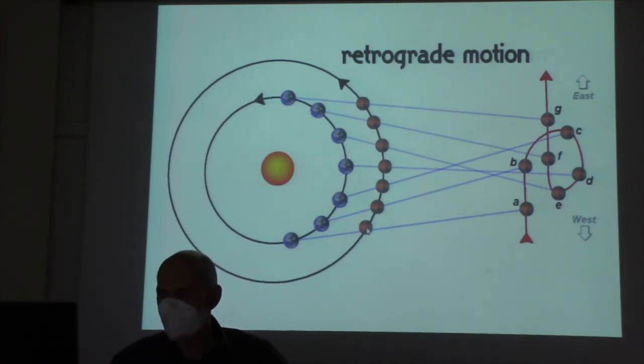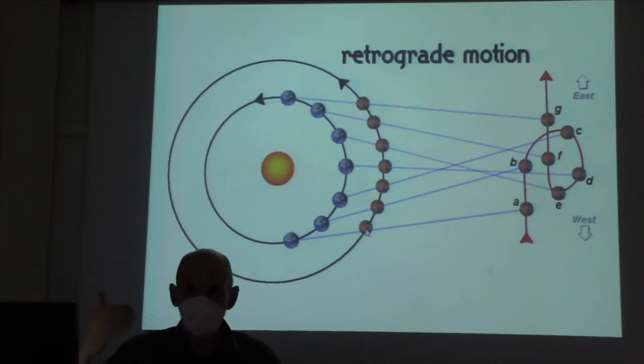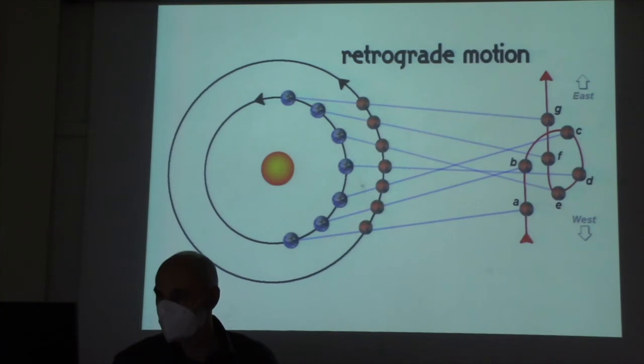So when you look at Mars, you are in fact projecting the image of Mars on the background of the sky. And so you can see that this projection, when the Earth passes Mars, because the Earth is faster, appears to go back, and then it starts to go in another direction.